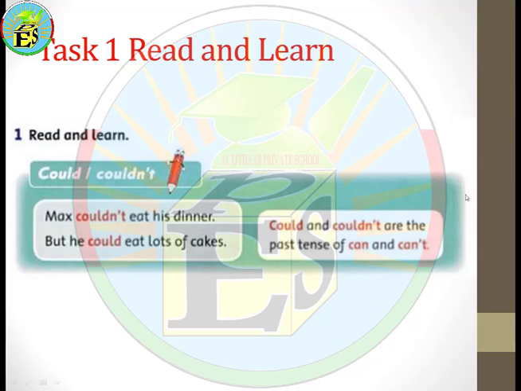Now let's move to task number 1, which is read and learn. In this part, here, could and couldn't are the past tense of can and can't. This is the rule that we had done. And now we're moving to these examples. Max couldn't eat his dinner. Do you remember the story of Max? When he had a stomachache and a headache. He ate lots of cakes that day. So Max couldn't eat his dinner, but he could eat lots of cakes. So why do we use couldn't and could here?